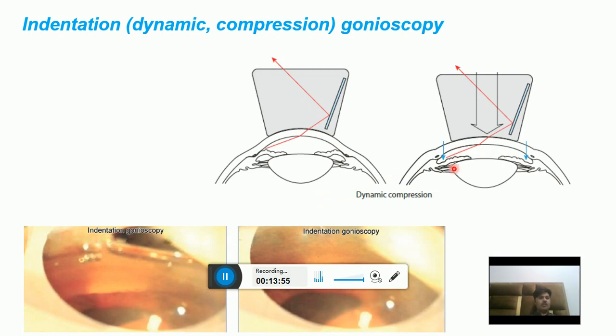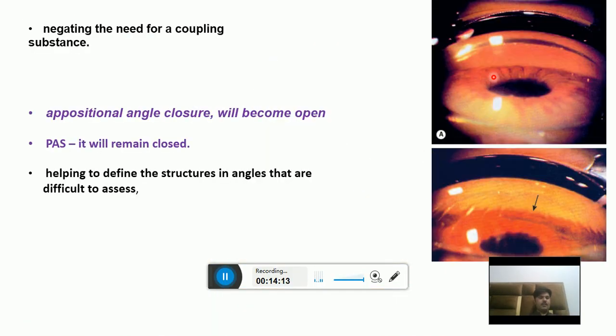Indentation is performed by gently pressing the lens posteriorly against the cornea. This will force aqueous into the angle and push the peripheral iris posteriorly. Now, if the angle is closed only by apposition between the iris and cornea, it will be forced open, allowing visualization of the angle recess. Here you can see before indentation and after indentation.